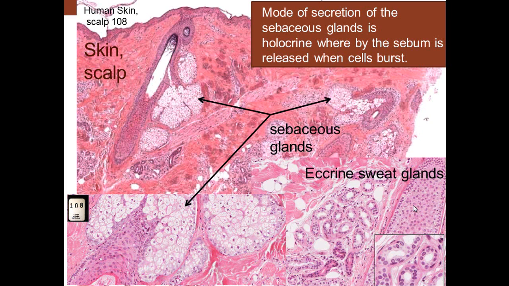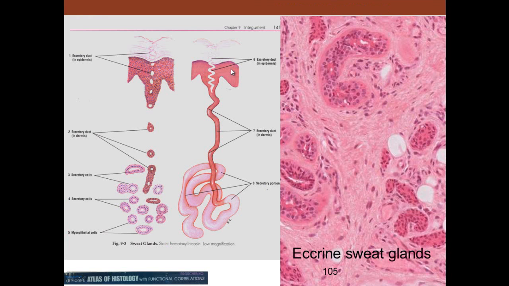Also, that brings us to the eccrine sweat gland. Here we see the sweat glands. Here's the sweat gland duct, which is more eosinophilic than the sweat gland itself, and it will be discharging on the surface. The sebaceous gland discharges in the hair follicle, but the eccrine sweat gland discharges on the surface of the skin, as we'll see a little later on. So here's the eccrine sweat gland. There's a secretory portion, and then there is the duct portion, which discharges on the surface of the skin.